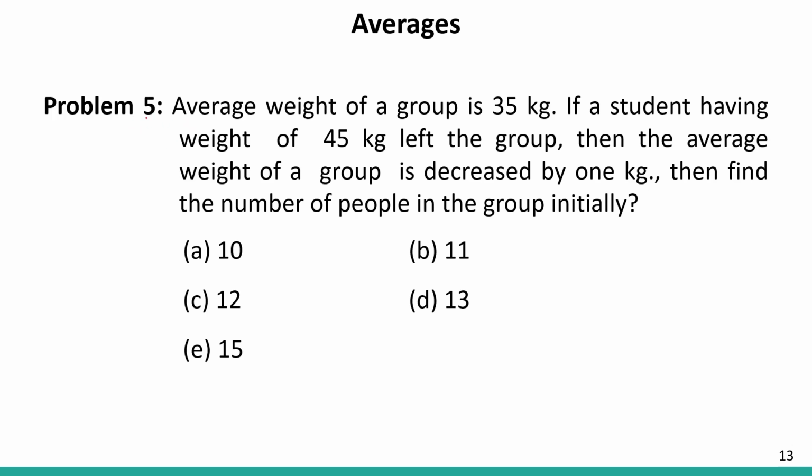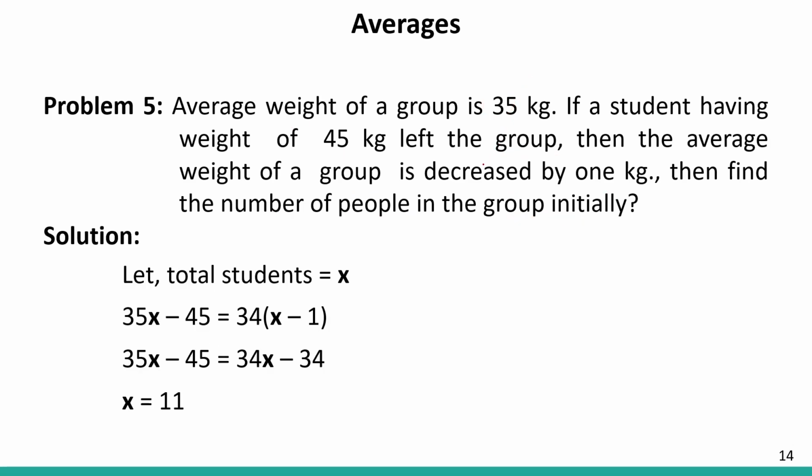Let's see problem number 5. So average weight of a group is what? 35 kilogram. So if a student having weight of 45 kilogram left the group, then the average weight of the group is decreased by 1 kilogram. Then find the number of people in the group initially. Given that average weight of a group is 35 kilogram, and if a student having weight of 45 has left the group, then the average of the group is decreased by 1 kg. Then find the number of people in that group.